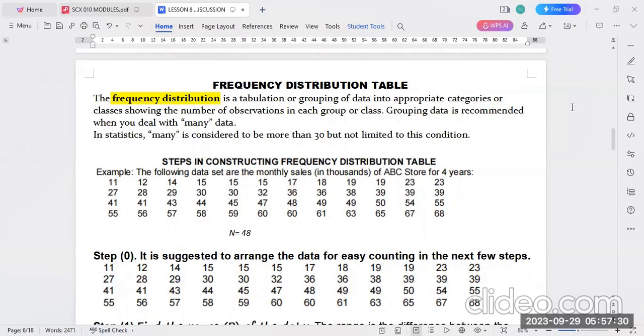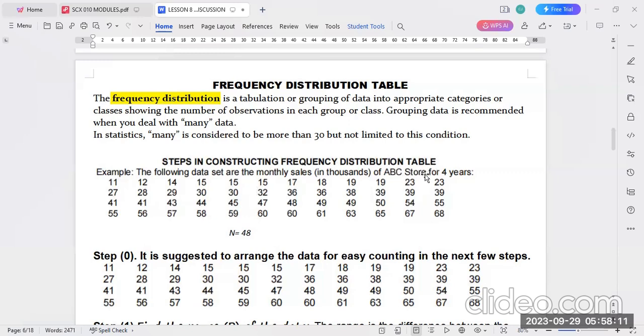Now here are the steps in constructing the frequency distribution table. Now this is the given set of data. Example, the following data set are the monthly sales in thousands of ABC store for 4 years. Since this is monthly, you can analyze right away from the example that this is a monthly sales in thousands. So if it's in thousands, ibig sabihin, this is 11,000, 12,000, 14,000, 15,000, 15,000, 15 hanggang kay 68,000. But ang nilagay lang is yung first two numbers kasi masyadong malalaki yung number.